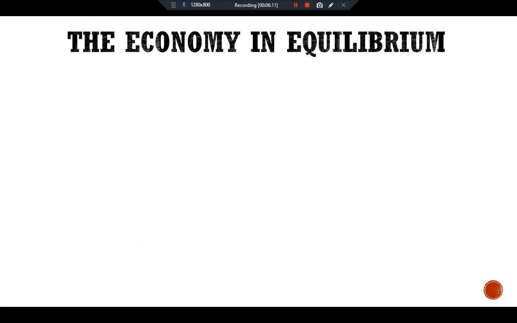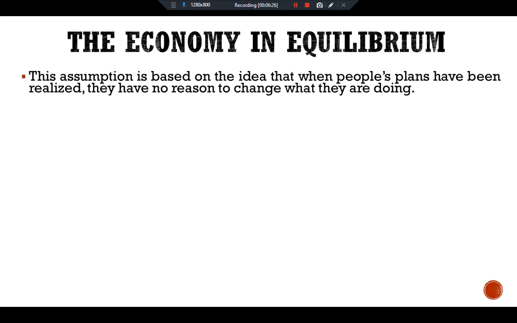Okay, the economy in equilibrium. The next piece of the Keynesian cross is the assumption that the economy is in equilibrium when actual expenditure equals planned expenditure. This assumption is based on the idea that when people's plans have been realized, they have no reason to change what they are doing.